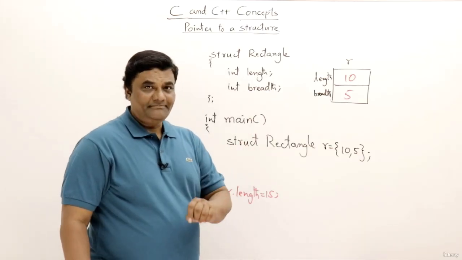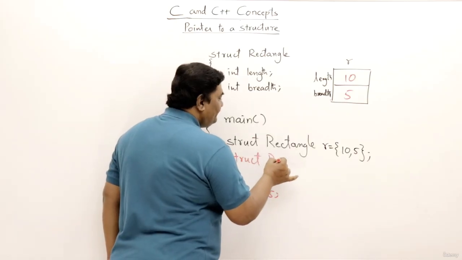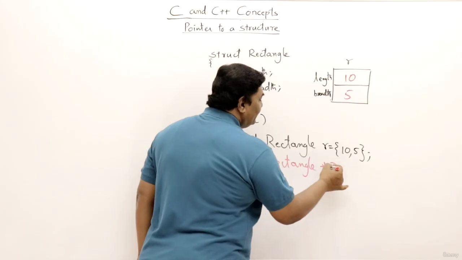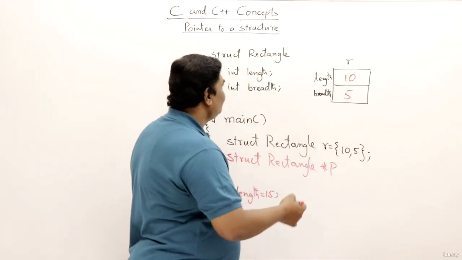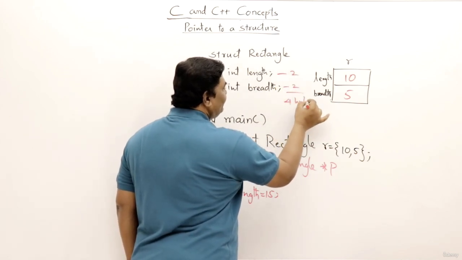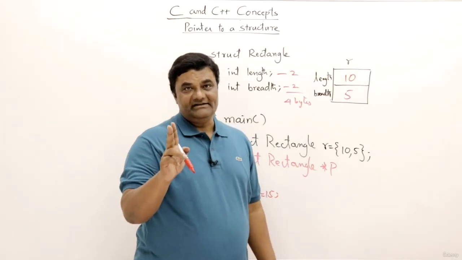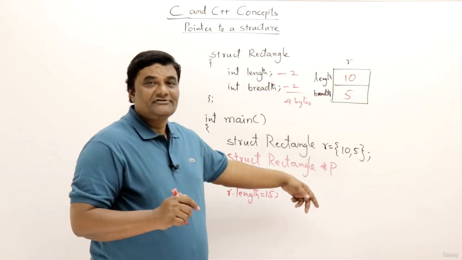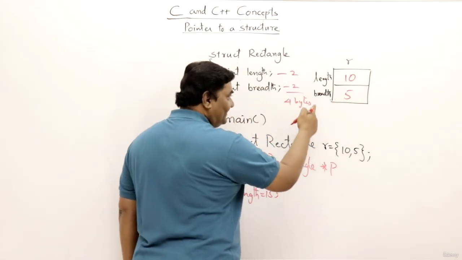So first of all, I will declare a pointer. Struct rectangle pointer. I'll give the pointer name as p. Now first thing, how much memory does rectangle consume? As we know, each integer takes 2 bytes, we are assuming integer is taking 2 bytes, so this is total 4 bytes. Then how much memory does p take? It takes just 2 bytes. Every pointer, whatever the type may be, takes 2 bytes. So a pointer doesn't take all 4 bytes. It will not have length and breadth.